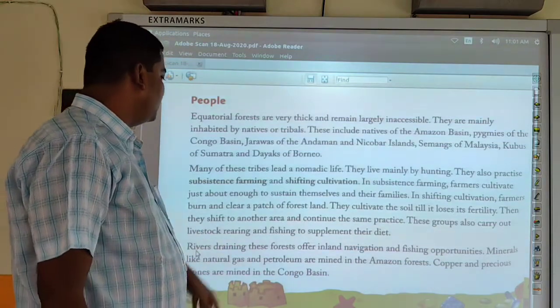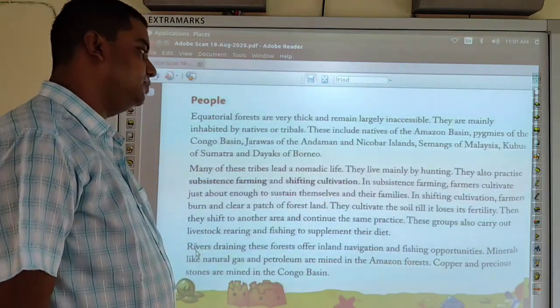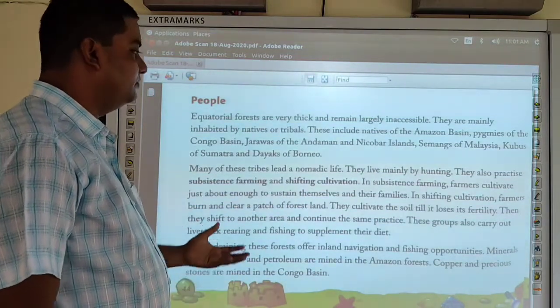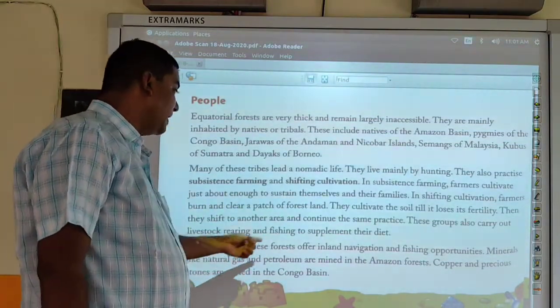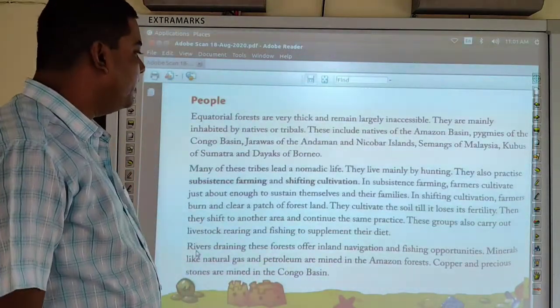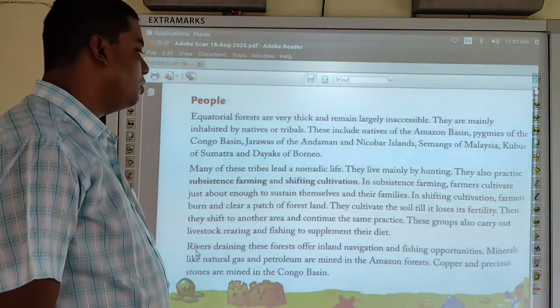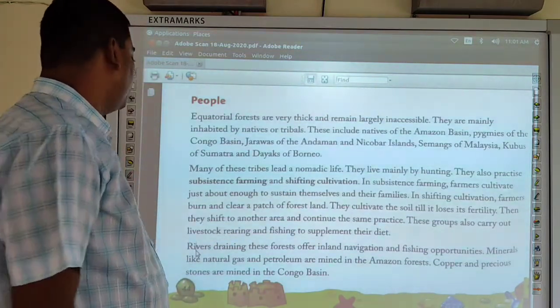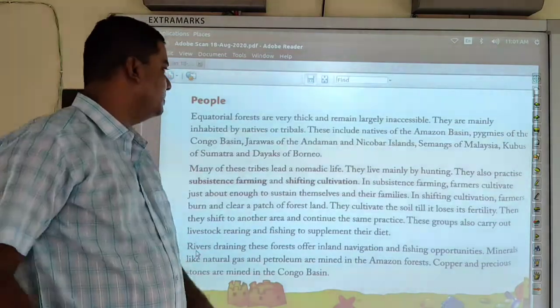Minerals like natural gas and petroleum are mined in the Amazon forest. So when we come to minerals and other natural gases, we see that natural gas and petroleum, especially petroleum, are mined in the Amazon forest. Copper and precious stones are mined in the Congo basin. So apart from natural gas and petroleum, copper and precious stones are also mined in the Congo basin.